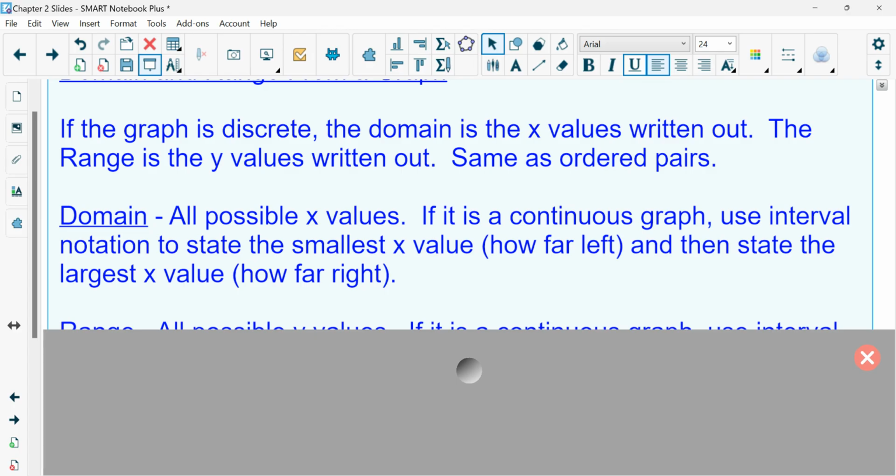All right, when we're doing domain from a continuous graph, continuous graph is where you're connecting the points. So the domain is all possible x values, like we talked about. If the graph is continuous, you're going to need to use interval notation, because you're saying what are all the possible x values, including all the decimals. So you can't write it out like we did the bell ringer one, because you'd be skipping over all those decimals. So you're going to use interval notation to state the smallest x value, which is how far left the graph goes, and then the largest x value, which is how far right the graph goes.